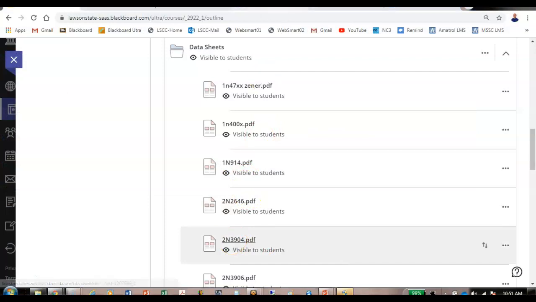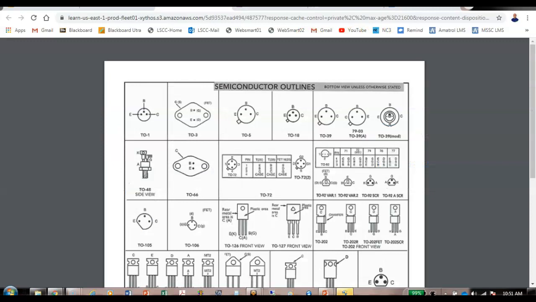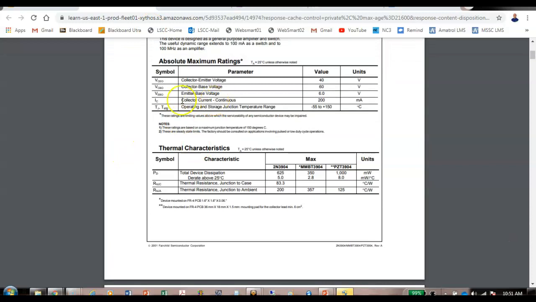Need to leave it open. Oh, here it is. So right here, we're looking for this current right here, IC. This is the maximum current this thing can control. That's 200 milliamps. So that means if I'm going to saturate or use a 3904 to turn something on or turn something off, then it cannot conduct more than 200 milliamps. If it does, then we can mess our transistor up.